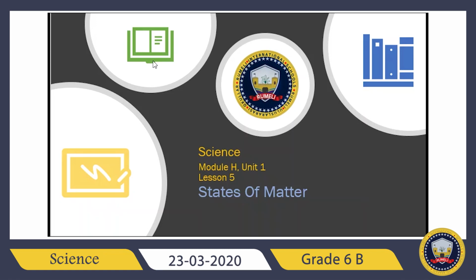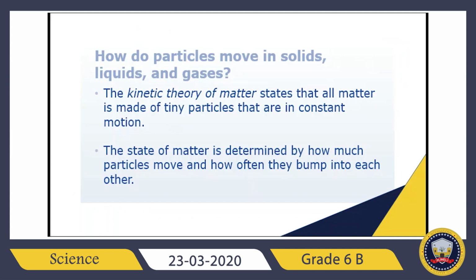Today's lesson will be about states of matter. As we have learned before, matter is everything that has a mass and takes up a space. And actually all matters around us, all objects around us, are made up of tiny particles that are in constant motion. So everything and anything around us is made up of tiny particles, and these particles keep moving.